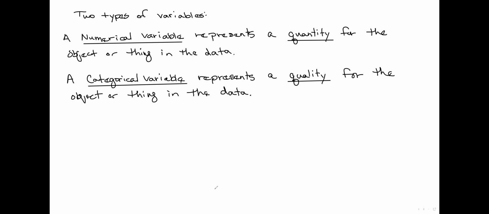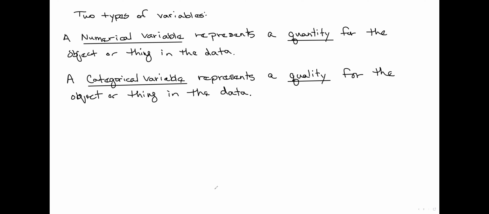And so you wouldn't say that male or female is a quantity, like how much of that is. You'd say it's a quality about them. The example for cars, being a Honda is a quality of being a car. It's not a quantity of being a car. Okay, and so that's the difference between numerical and categorical variables.